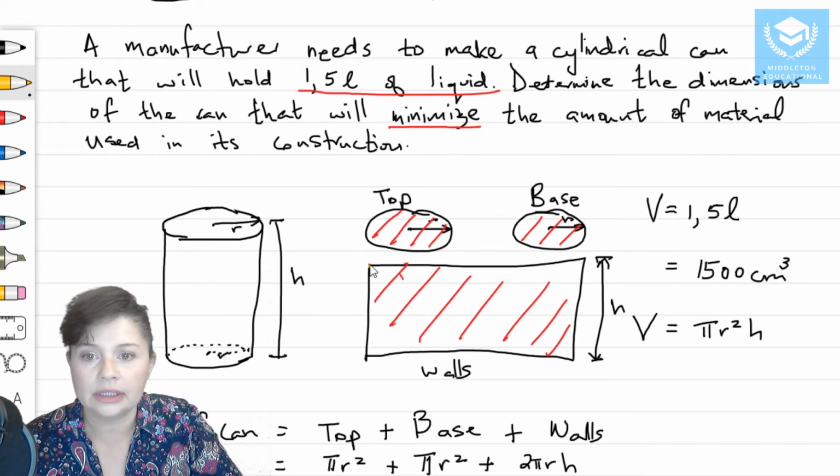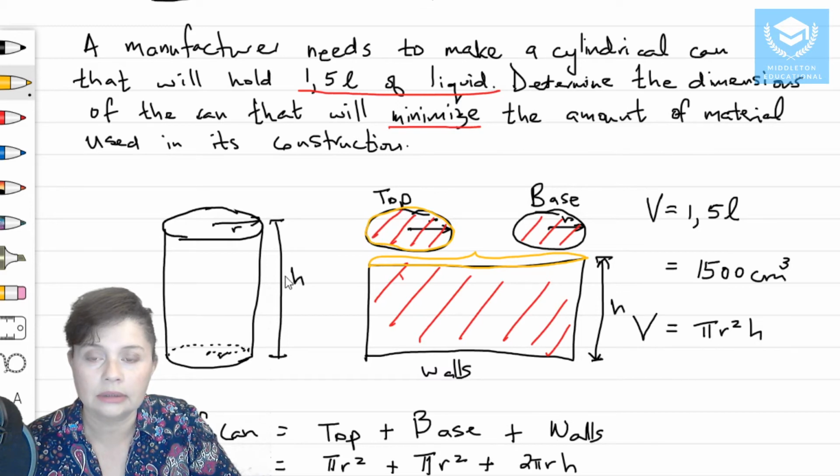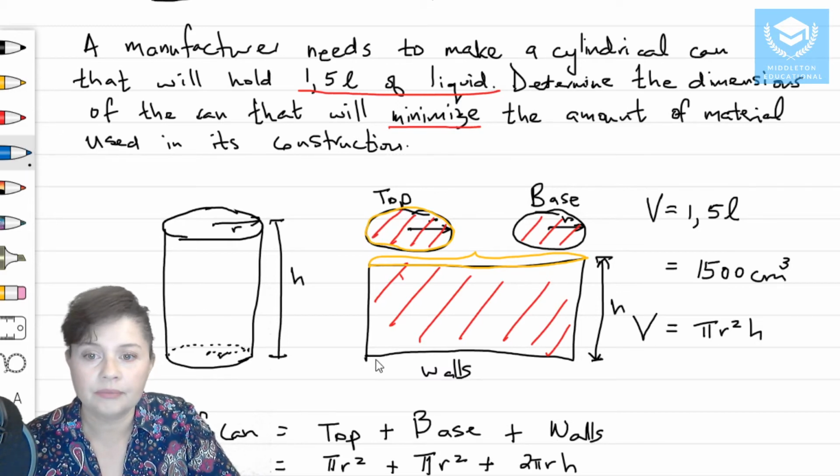So this piece here, that piece there, we color it in yellow, right, is the same as this edge over there, right? The bottom bit, that piece is the same as the edge of the base, right? And these two are the same size because it's a straight cylinder.